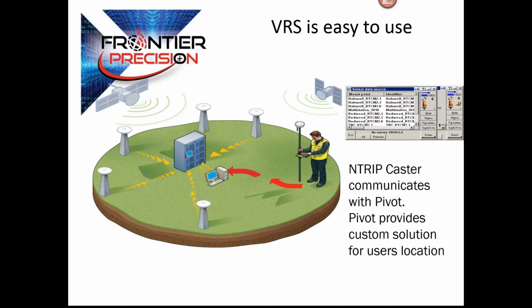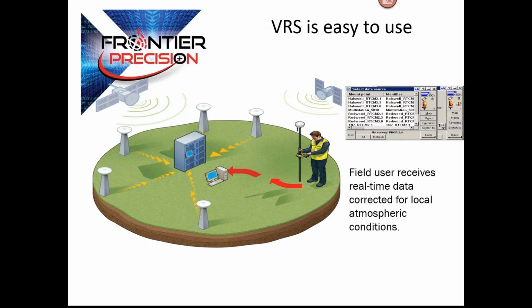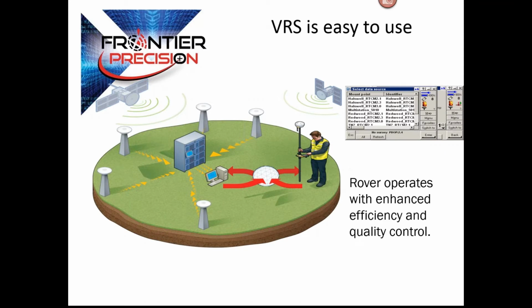This iNtrip caster communicates with Pivot, our backbone software, and Pivot provides custom solutions for the user's location. The field user then receives real-time data corrected for local atmospheric conditions. The base is virtualized near him, reducing or eliminating the 1 to 2 ppm. The rover operates with enhanced efficiency and quality control because of this. This is how easy it is to use a VRS system from Trimble and the advantages of Trimble VRS.